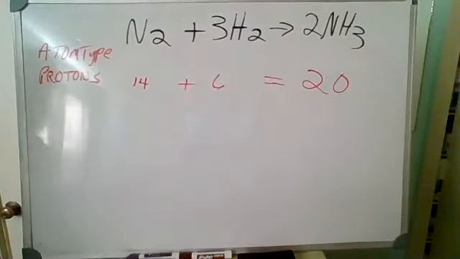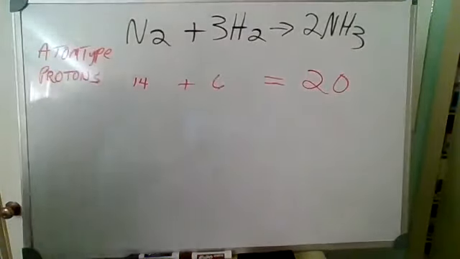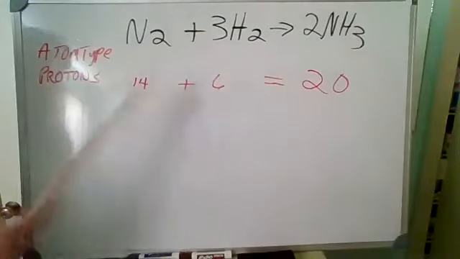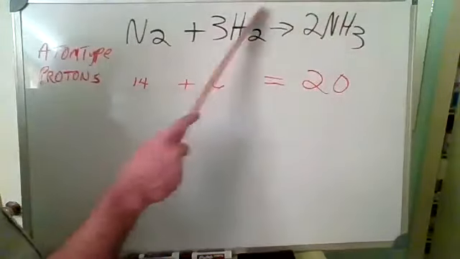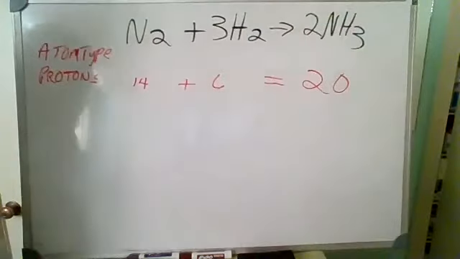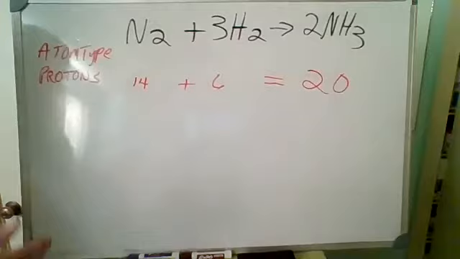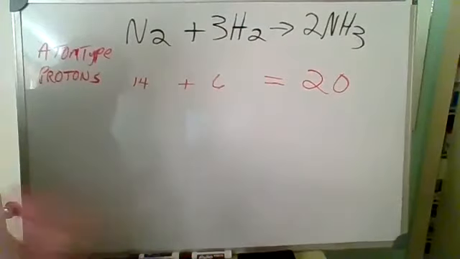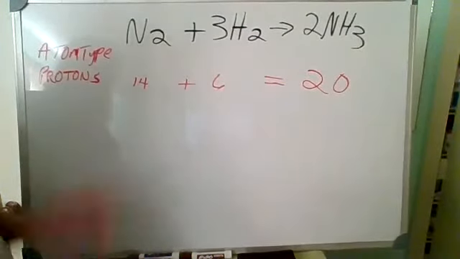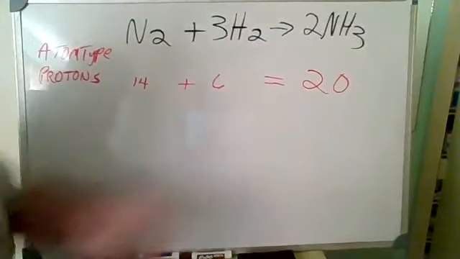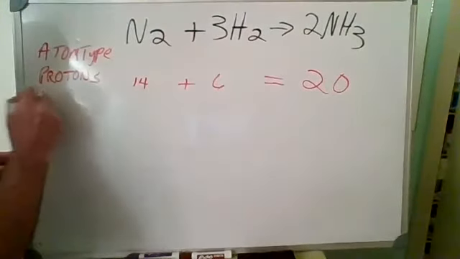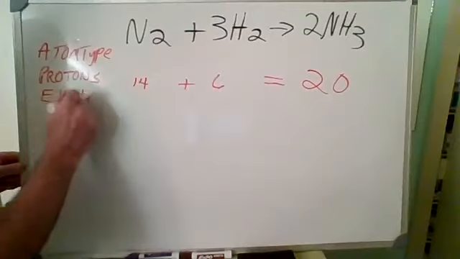Now, let's take a look here. We talked about ions. I don't see any charges here. All of these chemical species are neutral. If they're neutral, the number of electrons must equal the number of protons. And we saw protons are conserved. So electrons must be conserved.